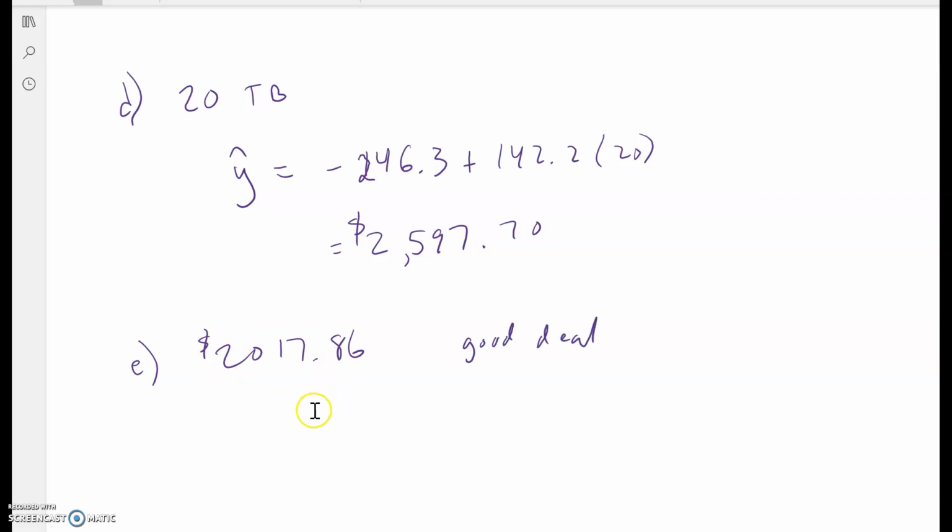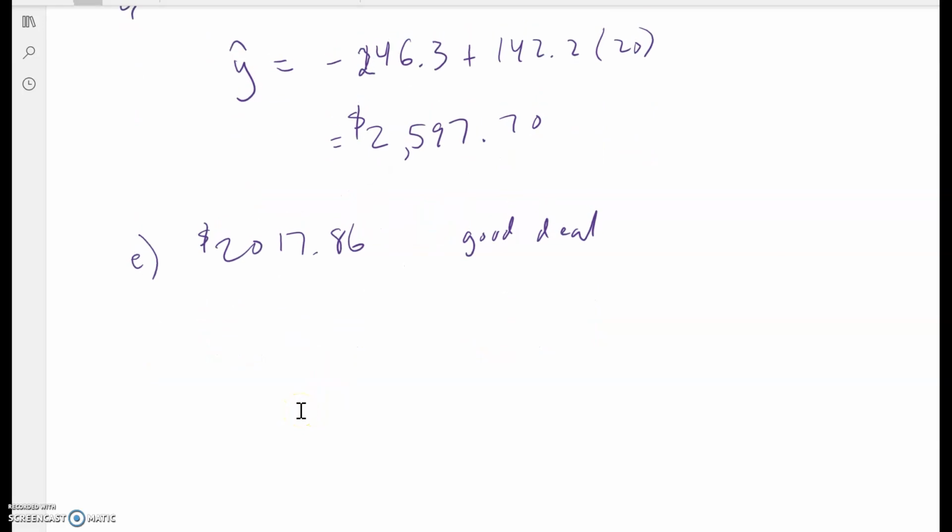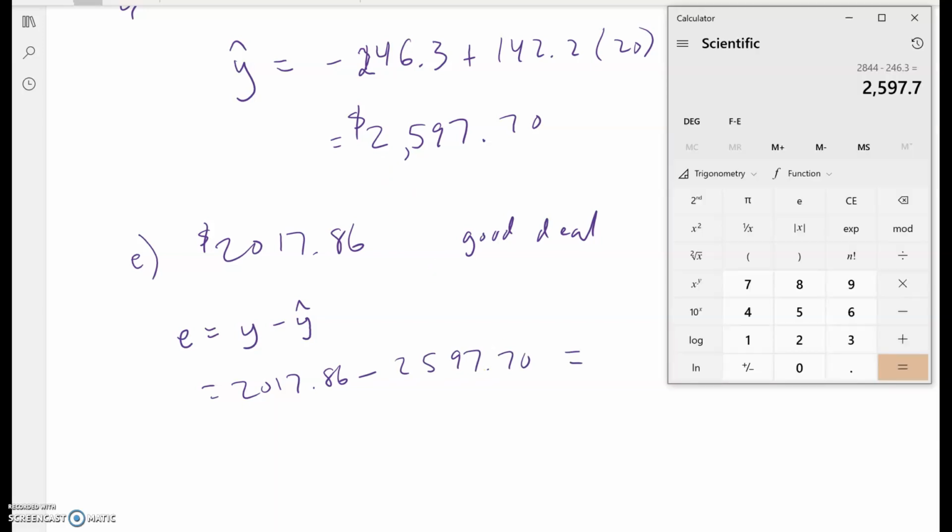And how much money would you save? So actually, this is a hidden way of asking what's the residual. So we know that the residual is the observed minus the predicted. So the actual price is 2017.86 minus what the regression line predicted, 2597.70. Just subtract those on your calculator.